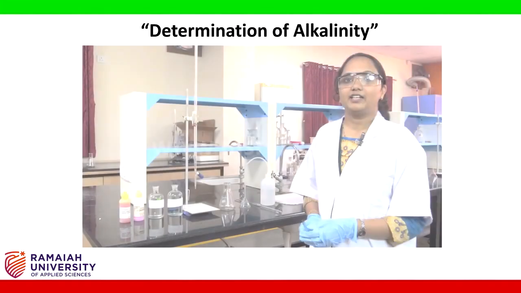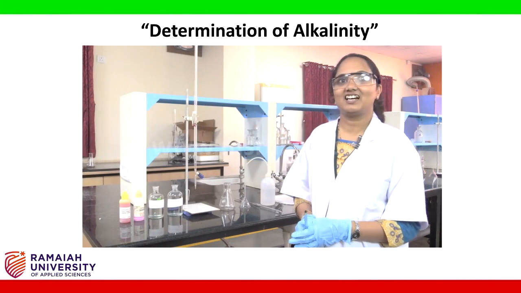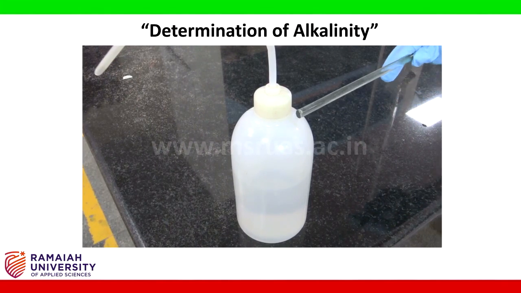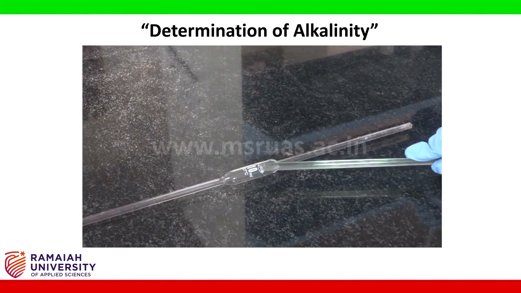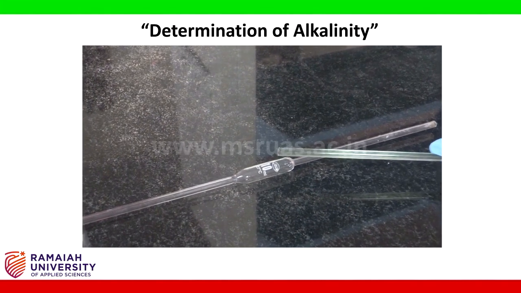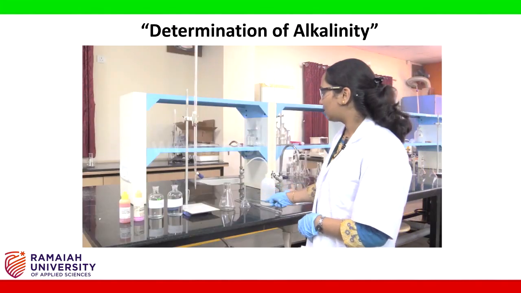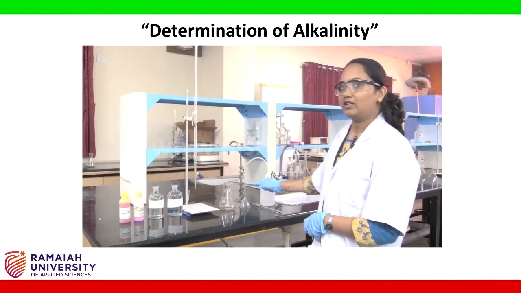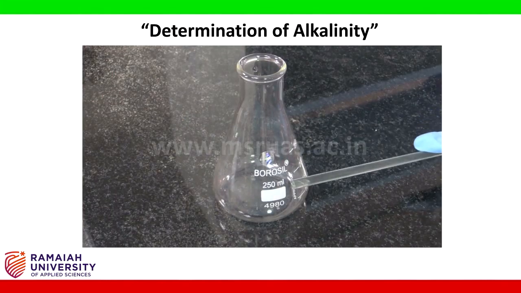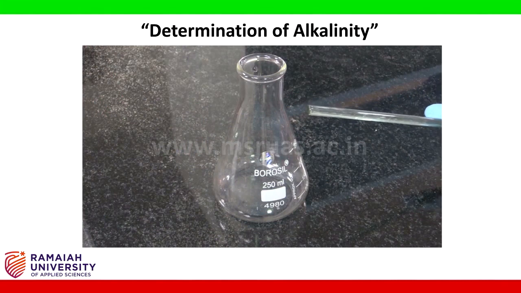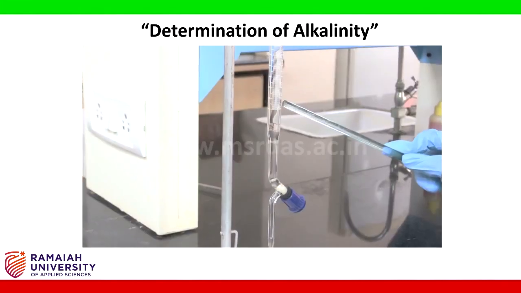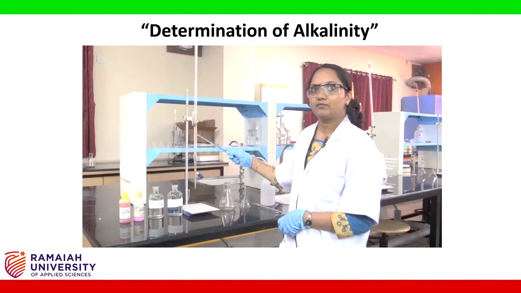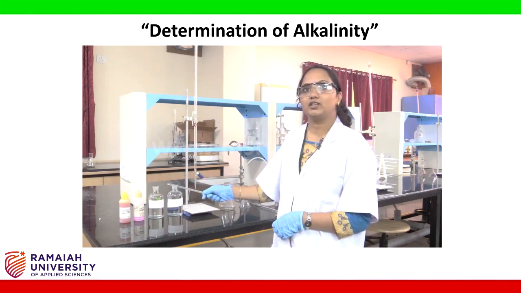The apparatus required for the alkalinity test are wash bottle which is used to rinse all the apparatus, pipette, that is 10 ml pipette to withdraw 10 ml sample of water, funnel which is required to transfer the sulfuric acid into the burette, conical flask, 250 ml conical flask which is used to collect the water sample for the test, and burette, that is 50 ml burette which is used to collect the sulfuric acid for the test. We do require reagents for the test.